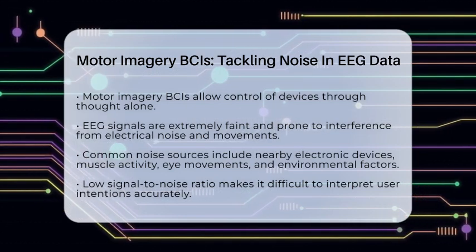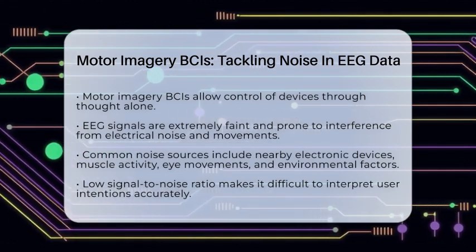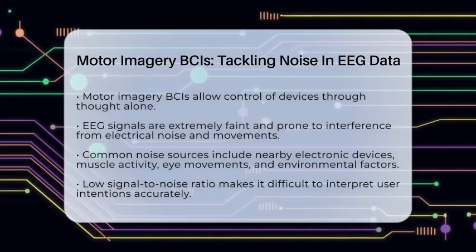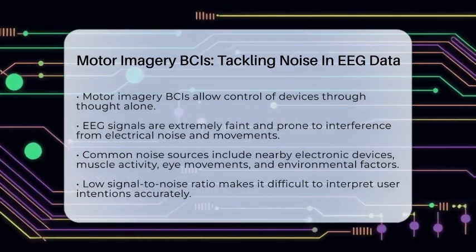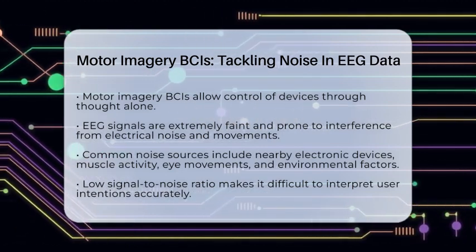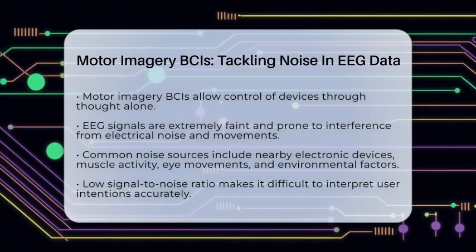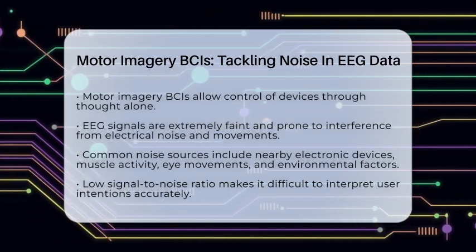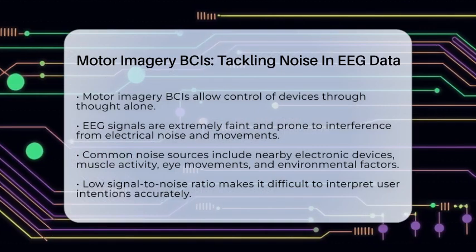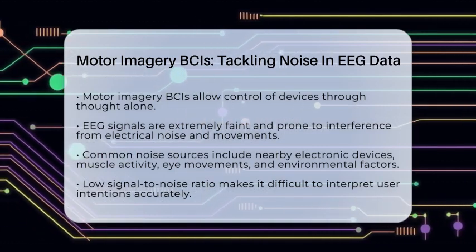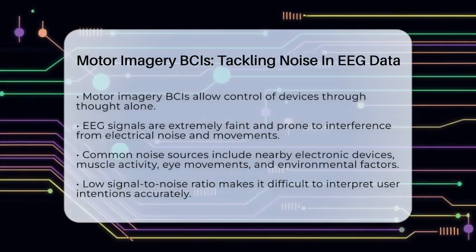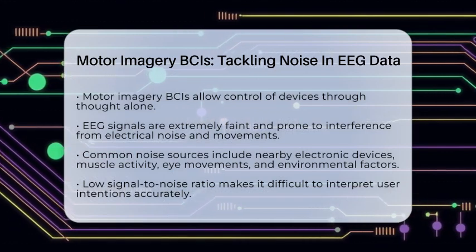Electrical interference from nearby devices can add unwanted signals. Muscle movements, like blinking or jaw clenching, produce electrical activity that can drown out the brain signals. Eye movements also create artifacts that interfere with the data. Environmental factors like lighting and electrical noise from power lines can further muddy the signals.